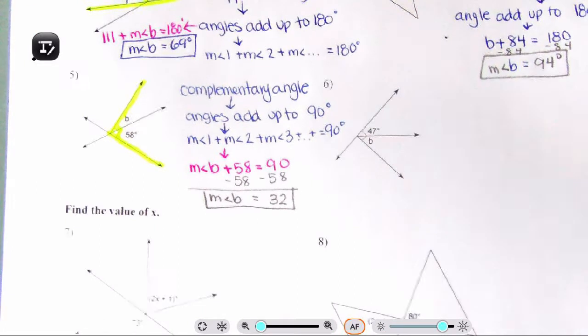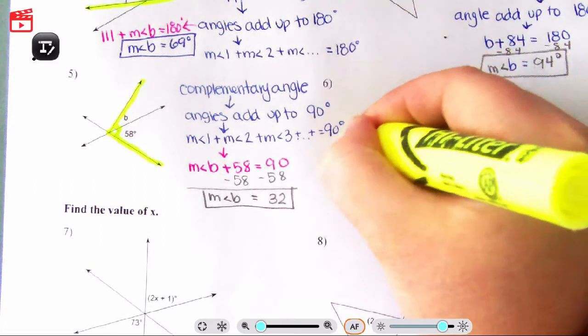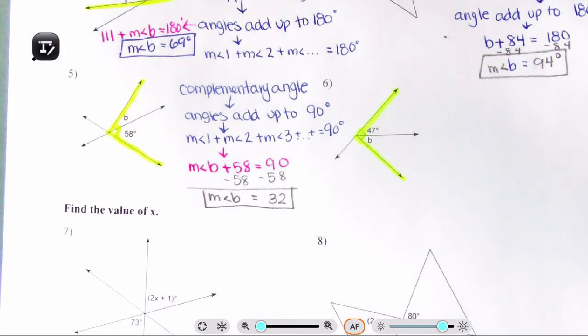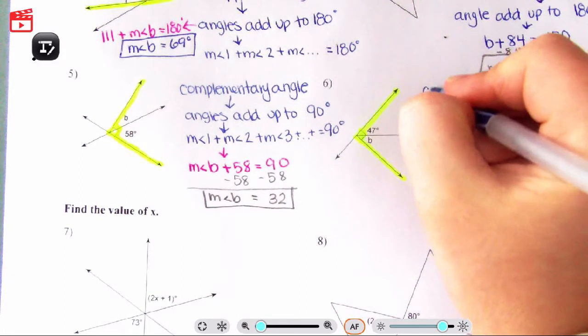Do another one, number 6. Again, what do we have? We again have complementary angles.